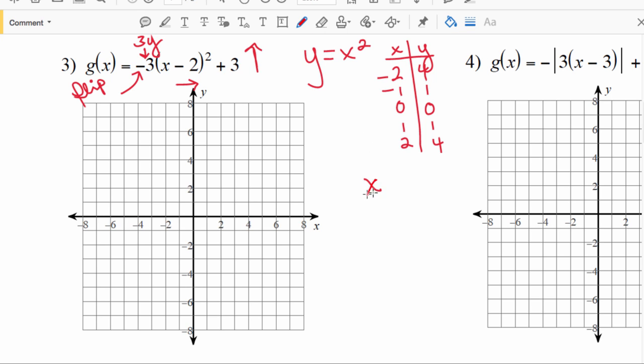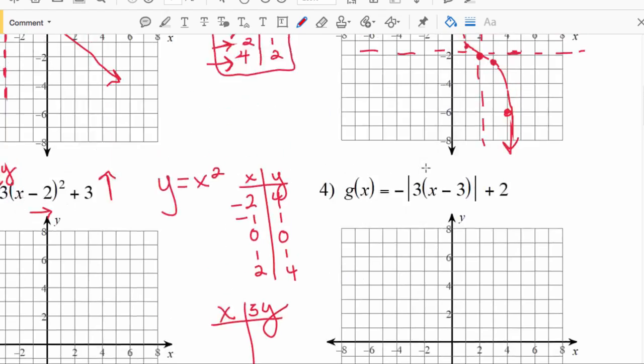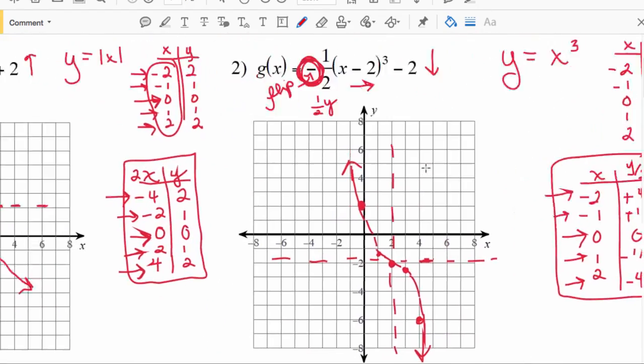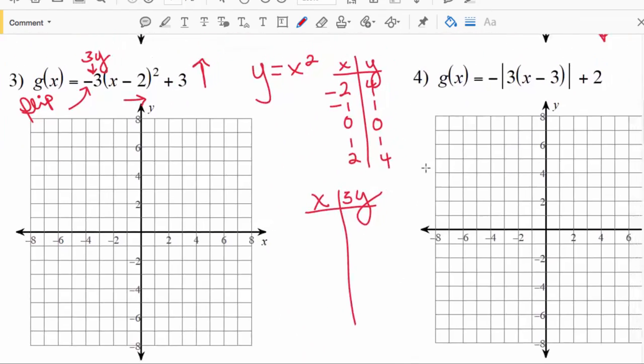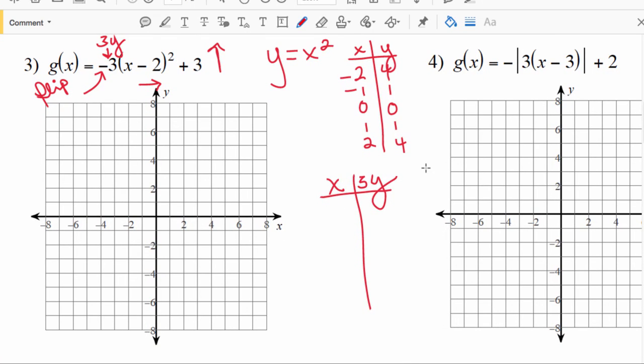So our new table will have our y values tripled. Yep. Our new table will have the y values tripled. And the x values aren't going to change. We're still going to have -2, -1, 0, 1, and 2, but our y values on the normal graph will be tripled. So 4 times 3 is 12.